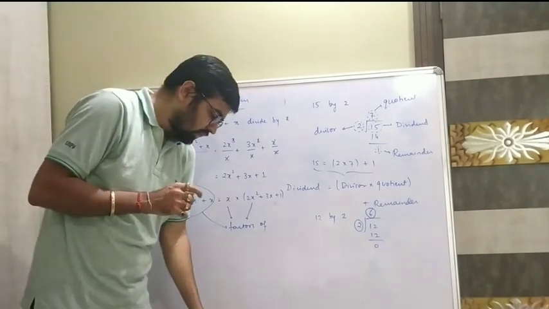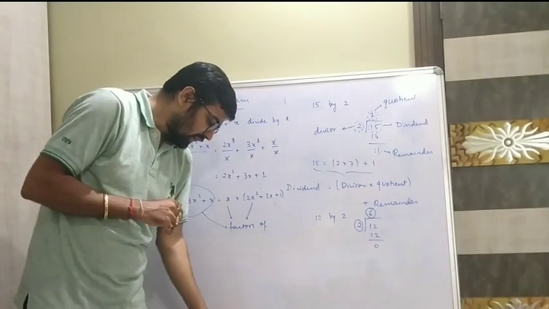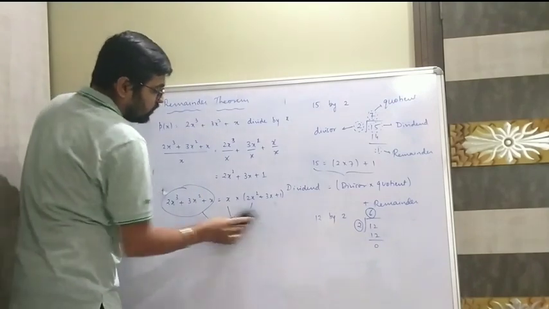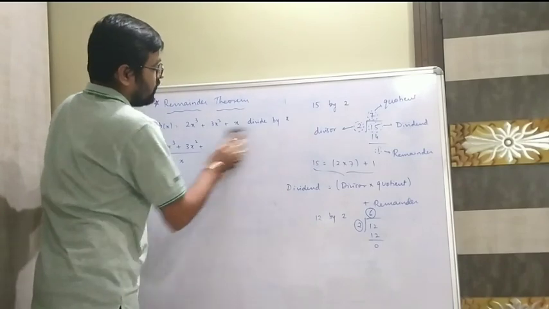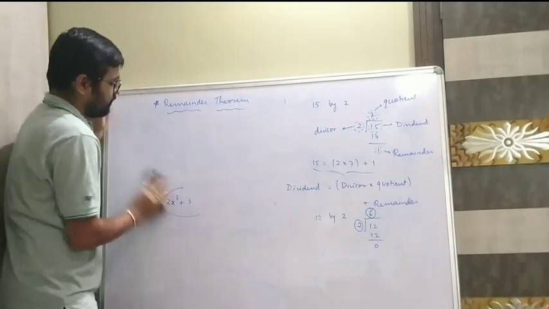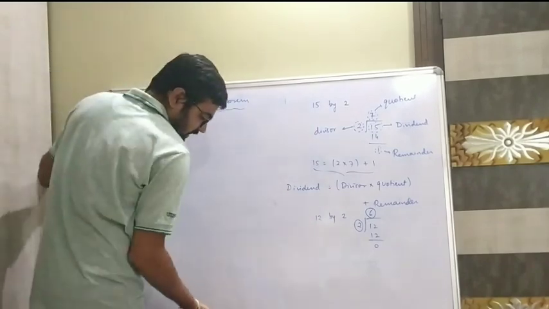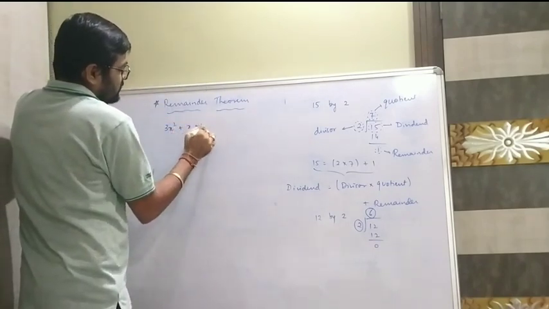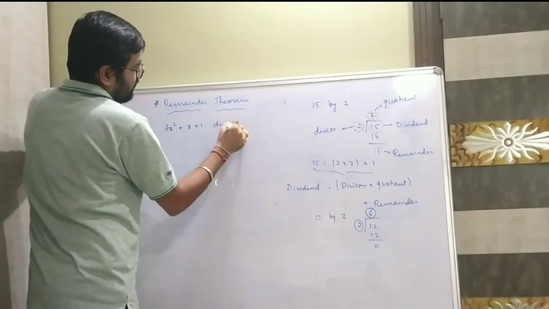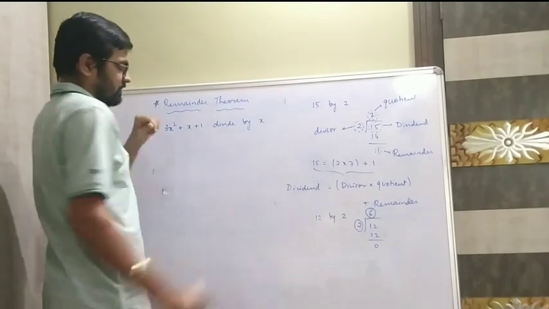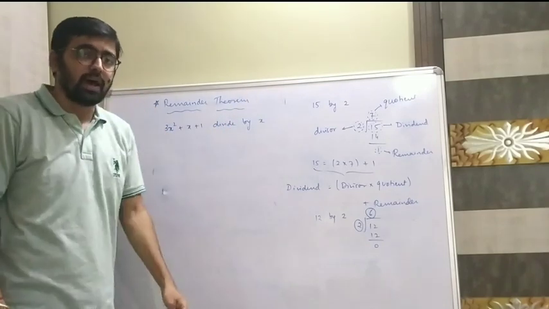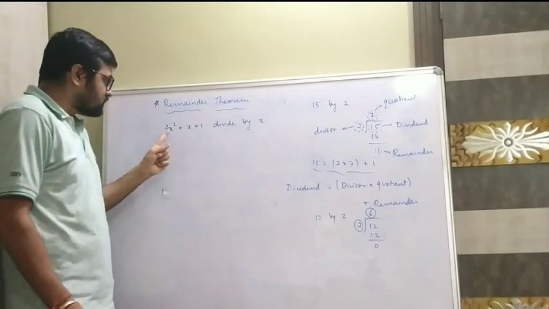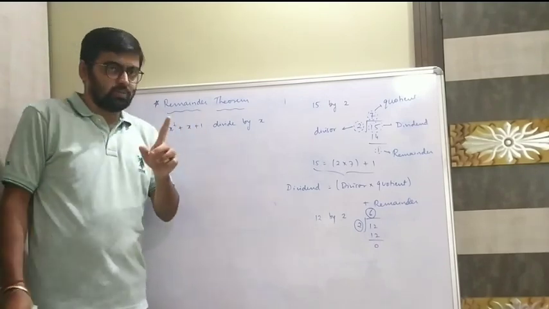So let me give you one more example so that we can understand it even better. Now let's say that the polynomial is something like this, 3x square plus x plus 1, and we want to divide it by x. Same thing, we want to divide it by x. Now if you observe this, we don't have x common now.